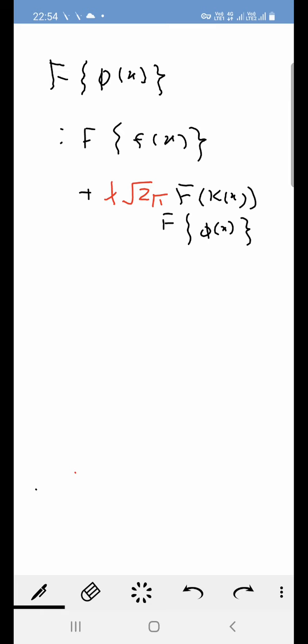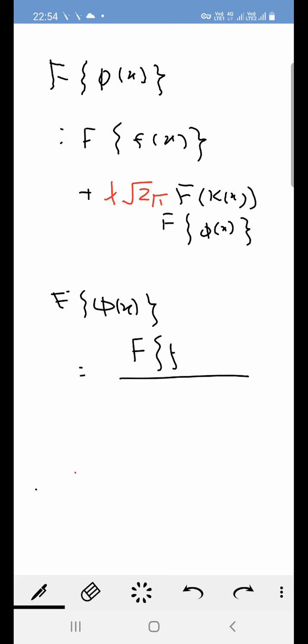So from this we can write that the Fourier transform of phi(x) is equal to the Fourier transform of f(x) divided by 1 minus lambda root 2 pi times the Fourier transform of K(x).